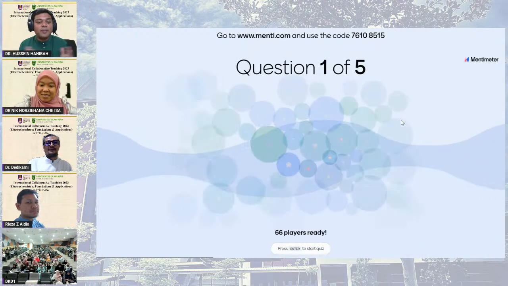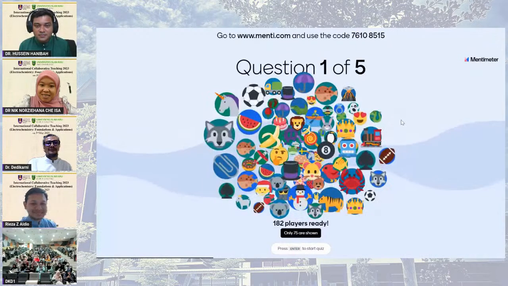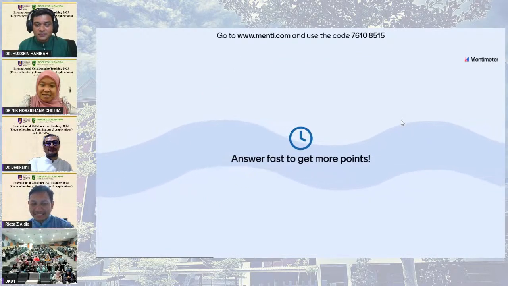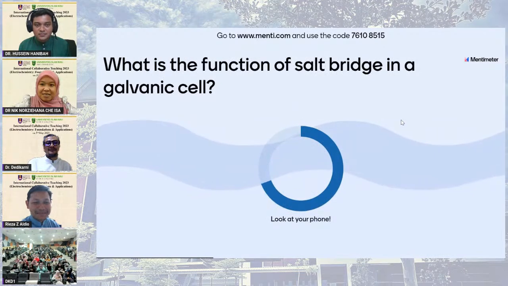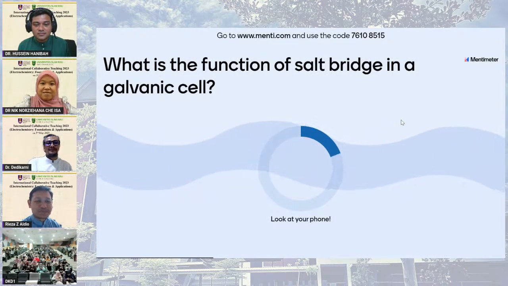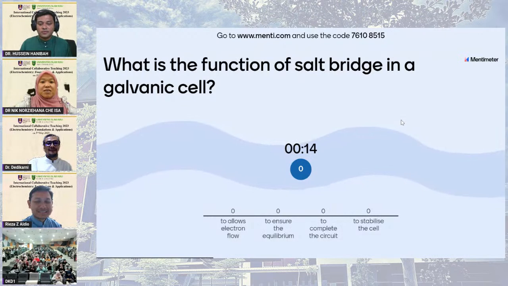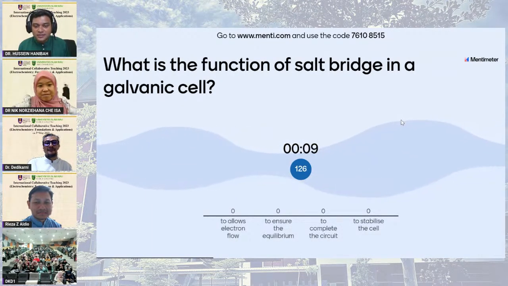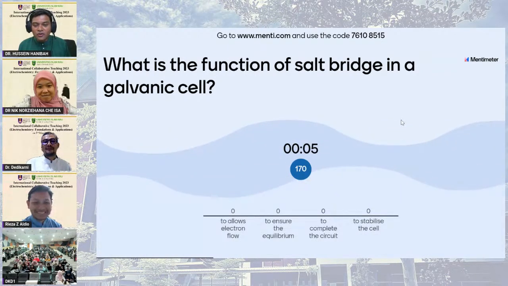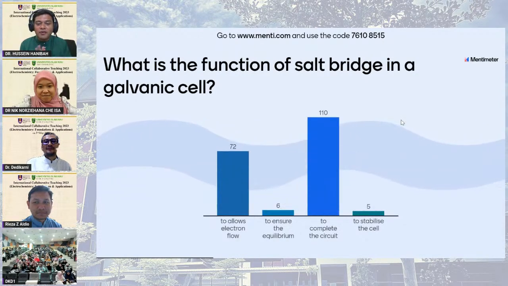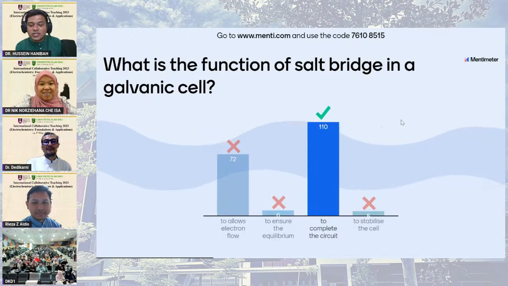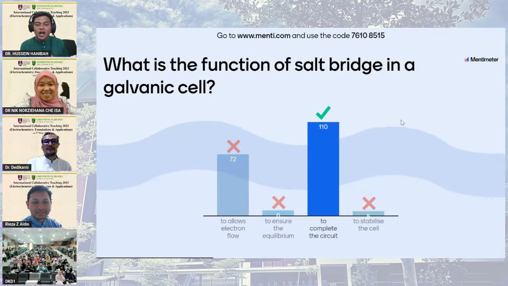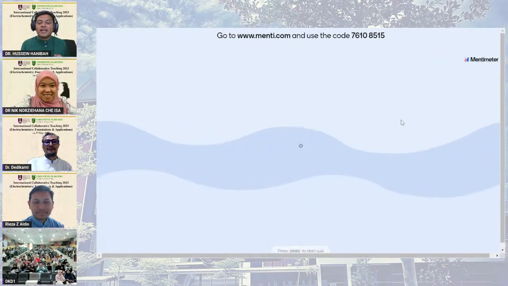Go. Question number 1. What is the function of a salt bridge in a galvanic cell? Hurry up, hurry up. 4, 3, 2, 1. Okay, everyone has voted. Very good. The answer is to complete the circuit. Very good. Okay, Dr. Nick, on your count, on the second question, go.